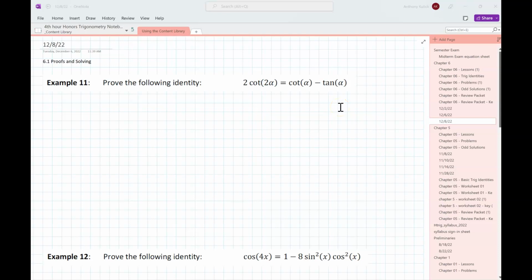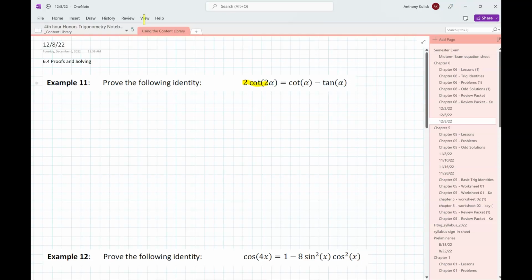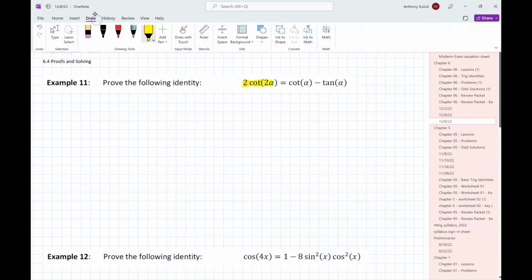All right, today we're going to look at section 6.4, oops-a-daisy, which is about proof and problem solving with these new trig identities that we've developed over the past few lessons. So my advice on these new trig identity pieces is that you'd want to start on the side where you can use one of these new identities.